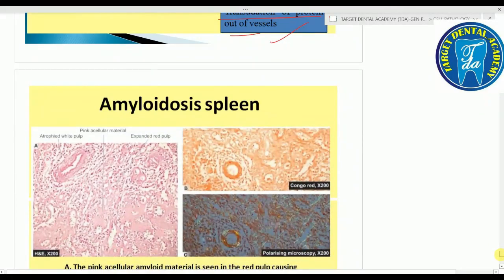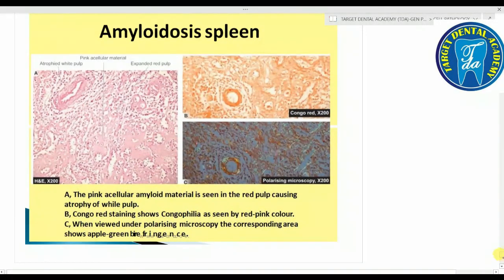Next is amyloidosis of the spleen. This is the pink acellular amyloid material, which is seen in the red pulp causing atrophy of the white pulp. This is the Congo red stain which shows Congophilia, as seen by the red pink color. When viewed under polarizing microscopy, the corresponding area shows apple green birefringence. Important.